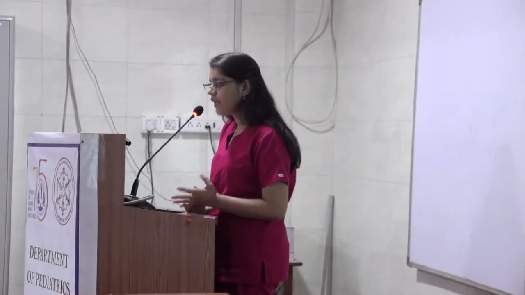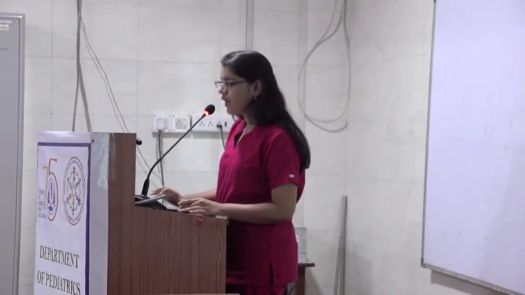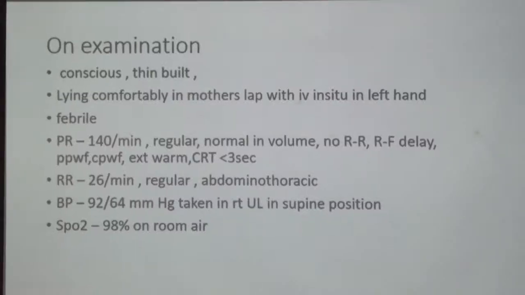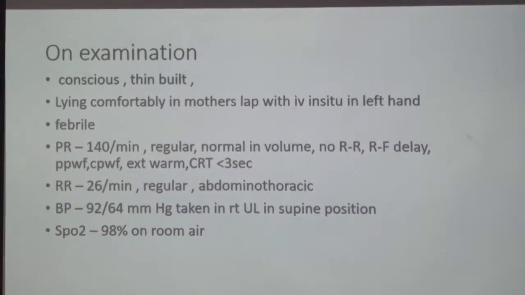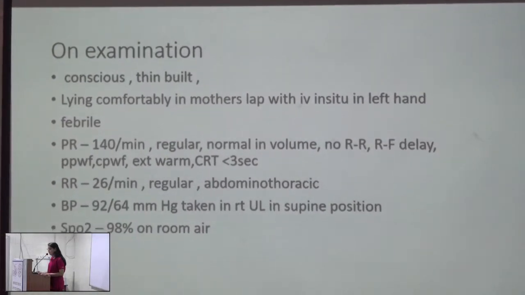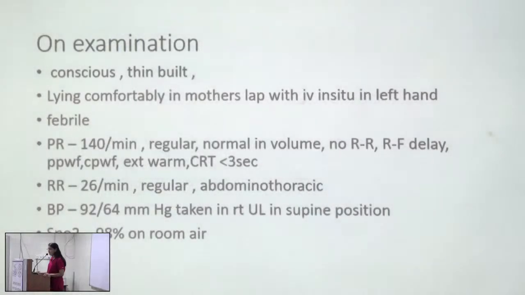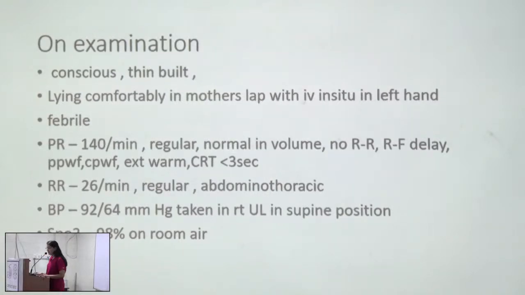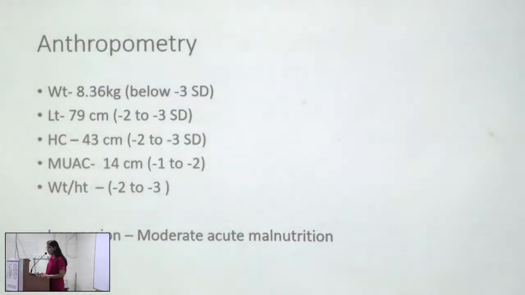On examination, the child was conscious, thin-built, lying comfortably in mother's lap with IV in situ in the left hand. The child was febrile. Pulse rate was 140 per minute, regular, normal in volume, no radial or radiofemoral delay. Peripheral pulses were well felt, central pulses were well felt, extremities were warm. CRT was less than 3 seconds. Respiratory rate was around 26 per minute, regular. Blood pressure was around 92/64, around 58 to 98 centile. Saturation was maintained around 98% on room air.